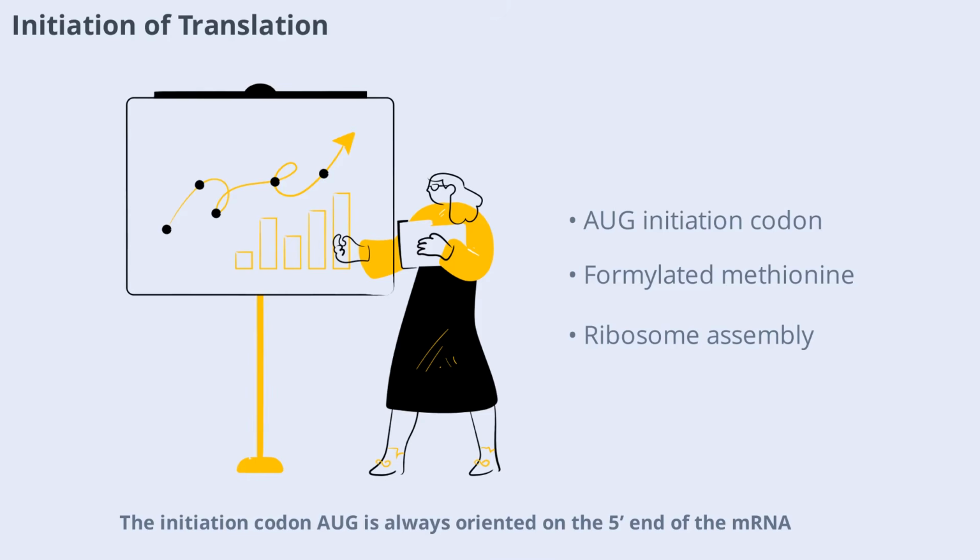Initiation codon AUG is always oriented on the 5' end of the mRNA. Initial steps involve the attachment of the first tRNA complex with formylated methionine to the 30S ribosomal subunit.